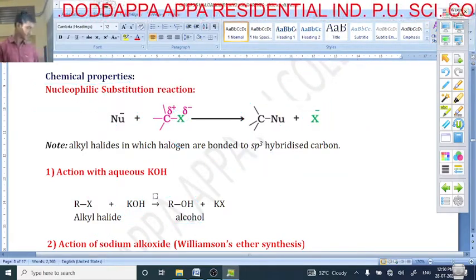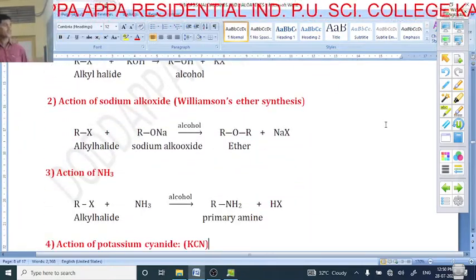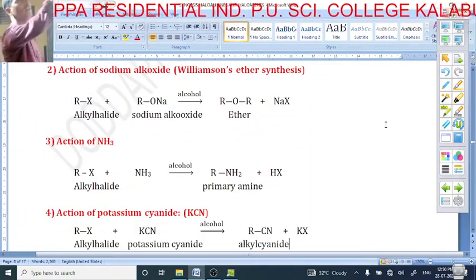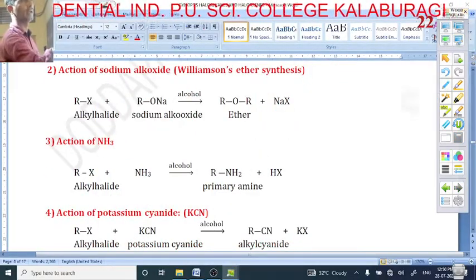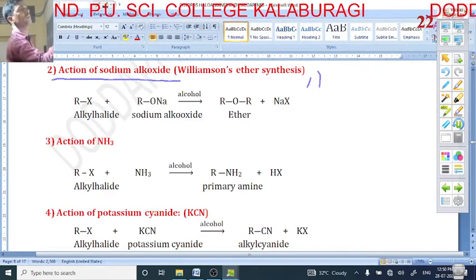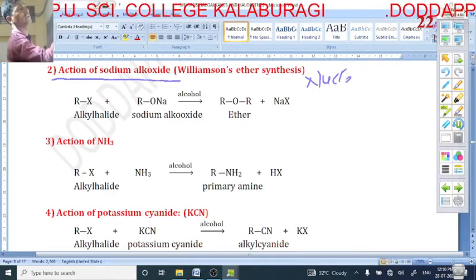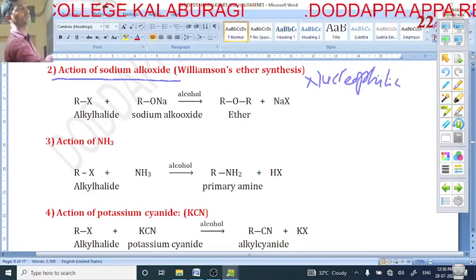Next, action of sodium alkoxide. This action of sodium alkoxide is also nothing but a nucleophilic substitution reaction.